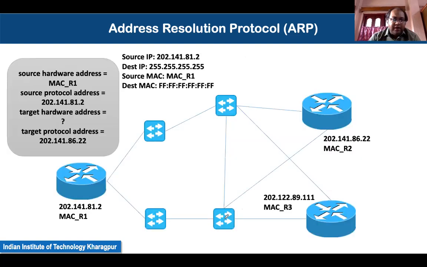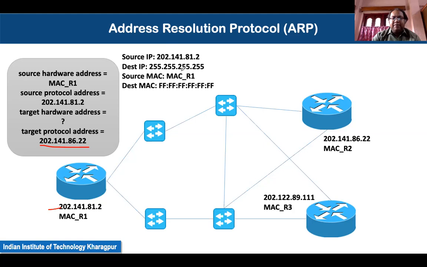So this particular router, it wants to get the MAC address corresponding to the machine of 202.141.86.22. So it constructs an ARP frame. So in this ARP frame, the source hardware address is MAC R1. The source protocol address is 202.141.81.2, the IP address of this machine. The target protocol address is 202.141.86.22, the IP address of the machine for which it wants to know the hardware address, and the hardware address is unknown.